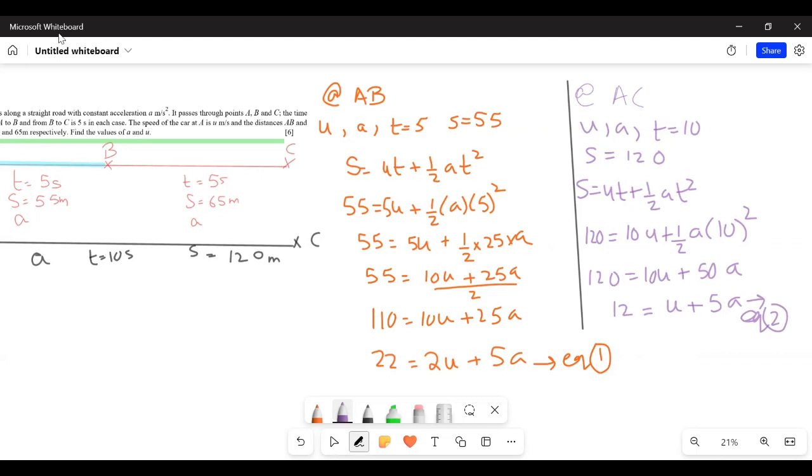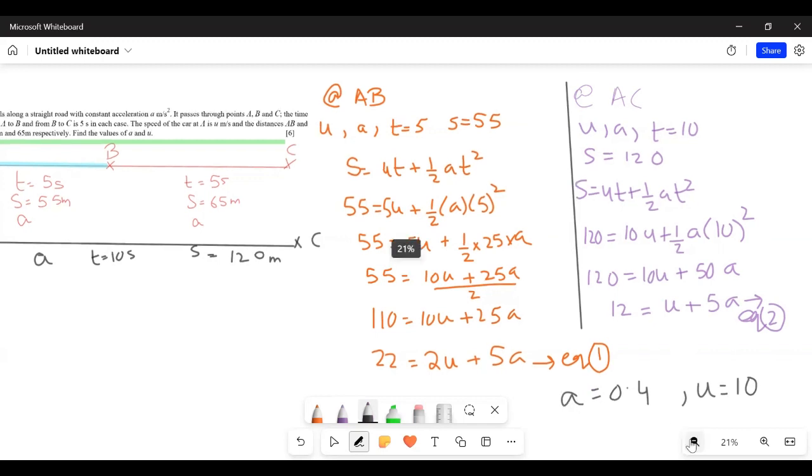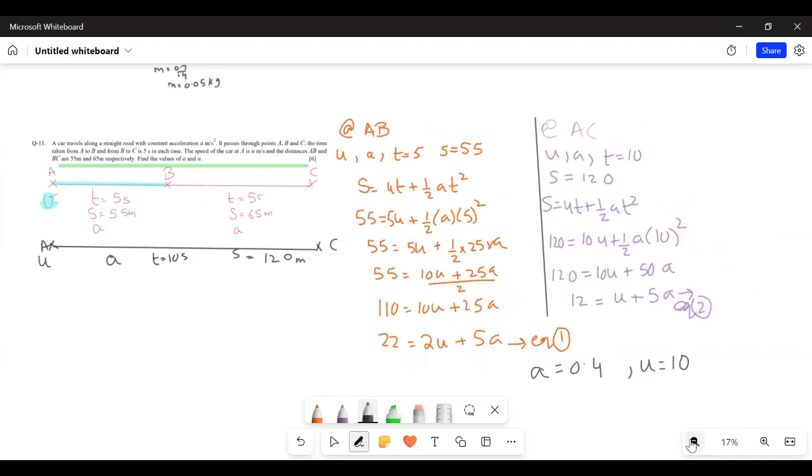A is 0.4 and U is 10. Yes. A would be 0.4 and U should be 10. Did others get the same answer? Yes, ma'am. Yes, ma'am. You could use substitution or you could use elimination. Okay. Moving on.